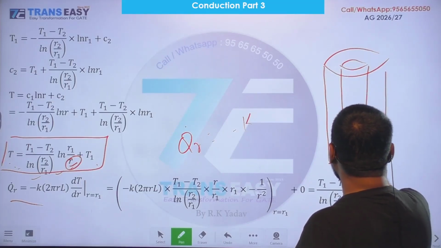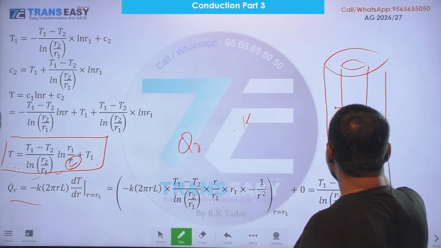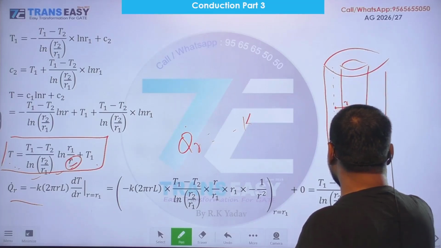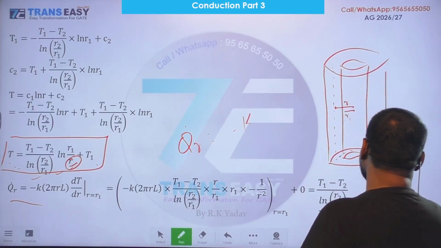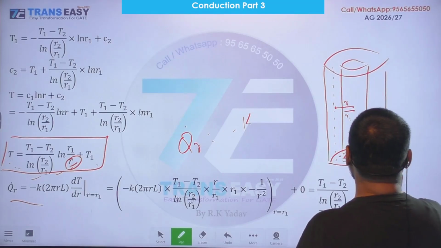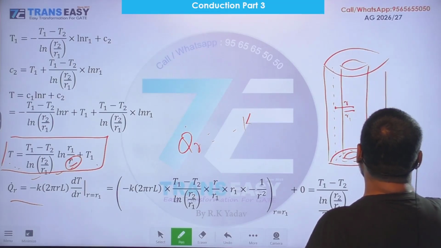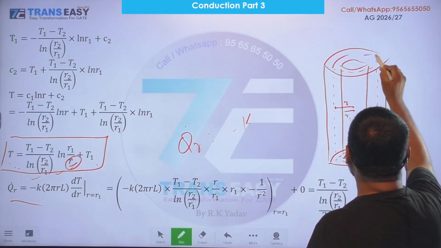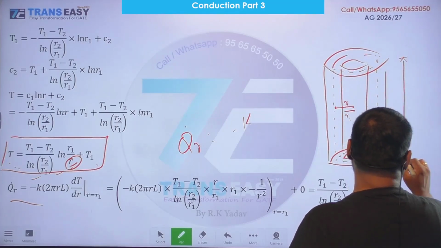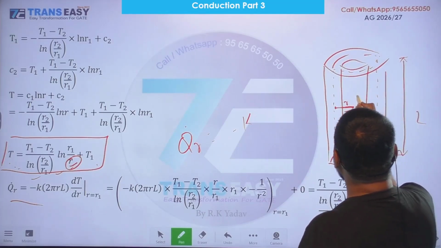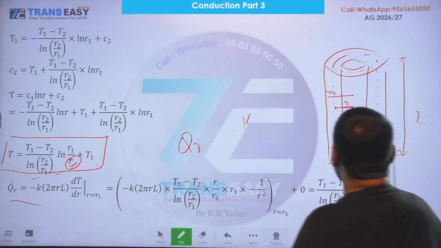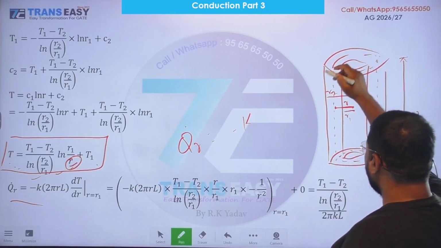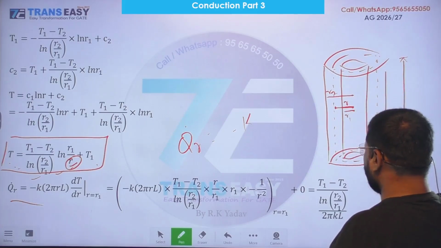R1. We are taking an intermediate cylindrical surface of radius r. Length is L and this is R2. So 2 pi r into L. This is the total surface area of the heat transfer.